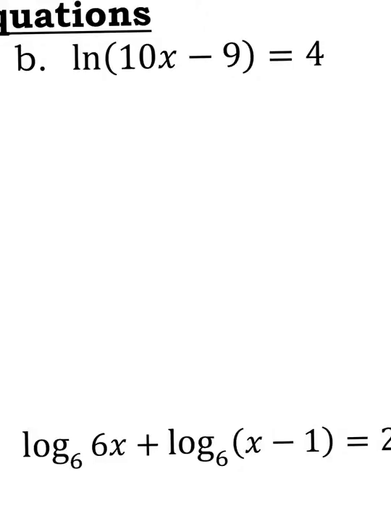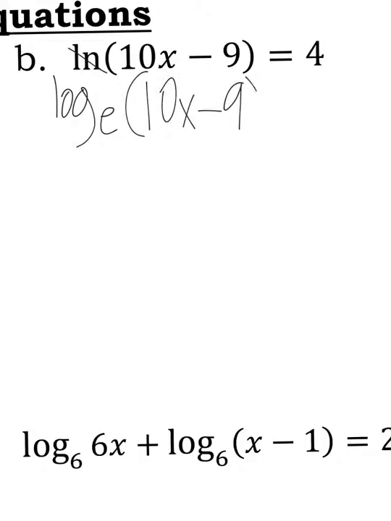Let's do another example. Here I have ln. Remember, ln means log base e. That's the natural log, okay? So by converting it to log base e, you clearly know the base. Now, I fully understand it, you don't really have to rewrite it, but you do the pattern we did before. Do e to the fourth power equals 10x minus 9.